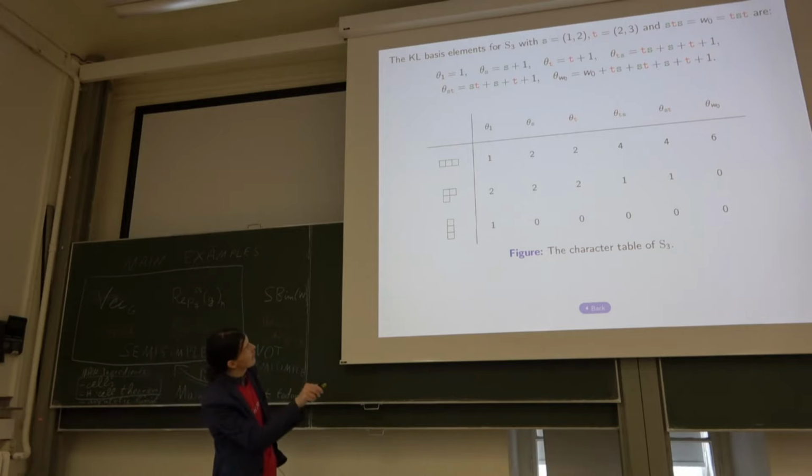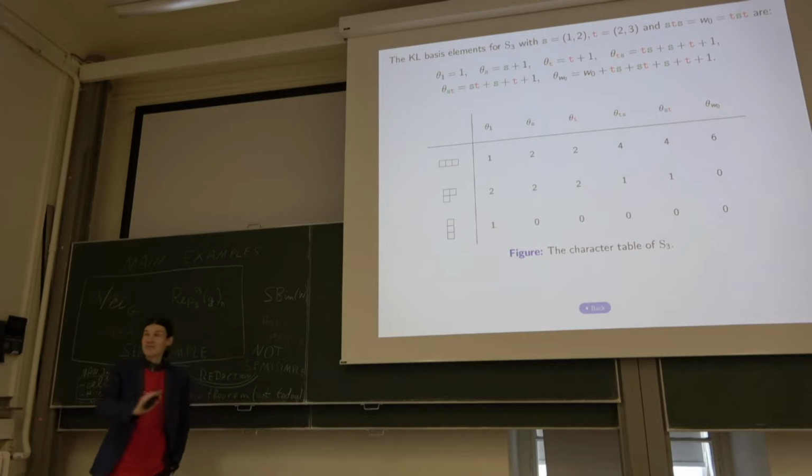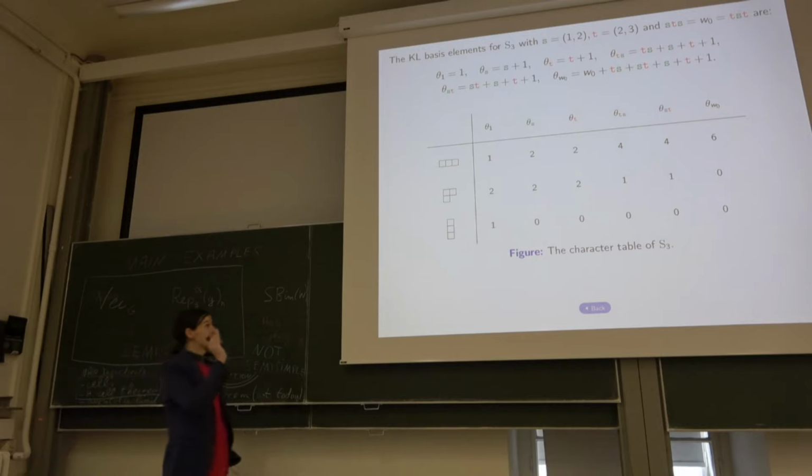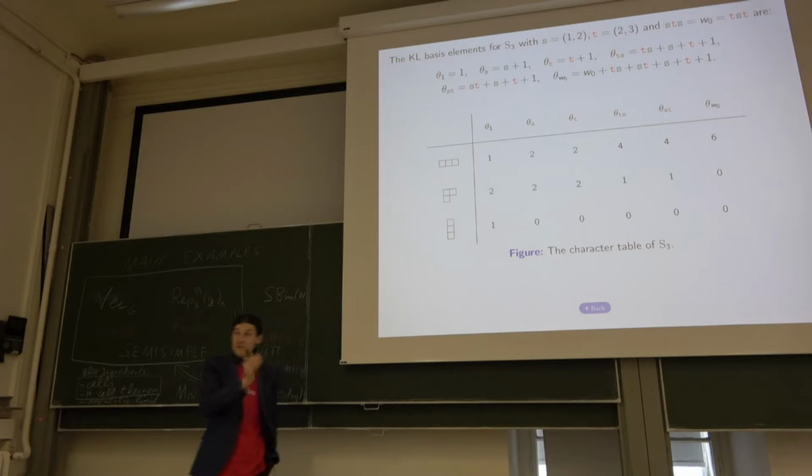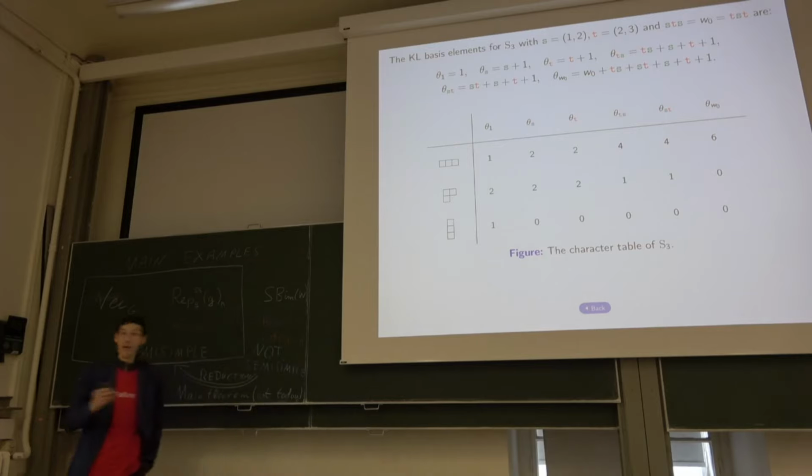So this guy, for instance, is just the sum of all of them. And if you just take the sum of all of them, you get, of course, 6. That's how you calculate those numbers. And all of them will be positive. So this is really nice. So the simples in this case are already defined integrally. That's also how you can phrase it.